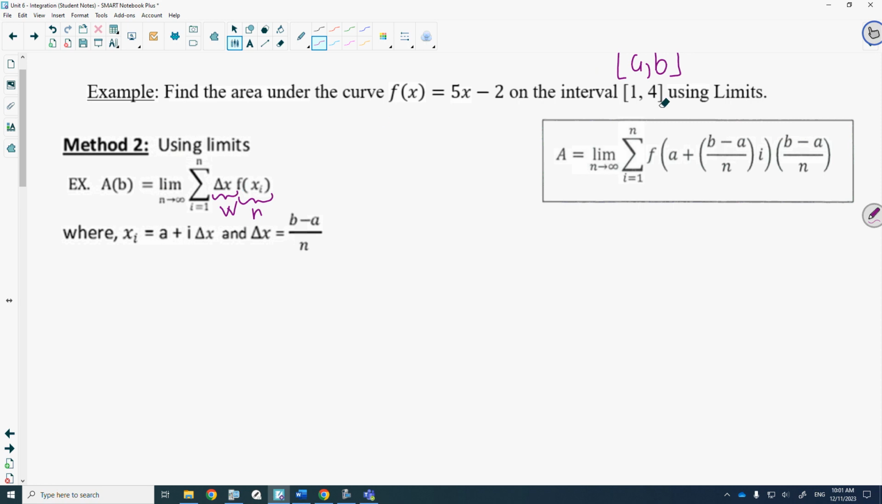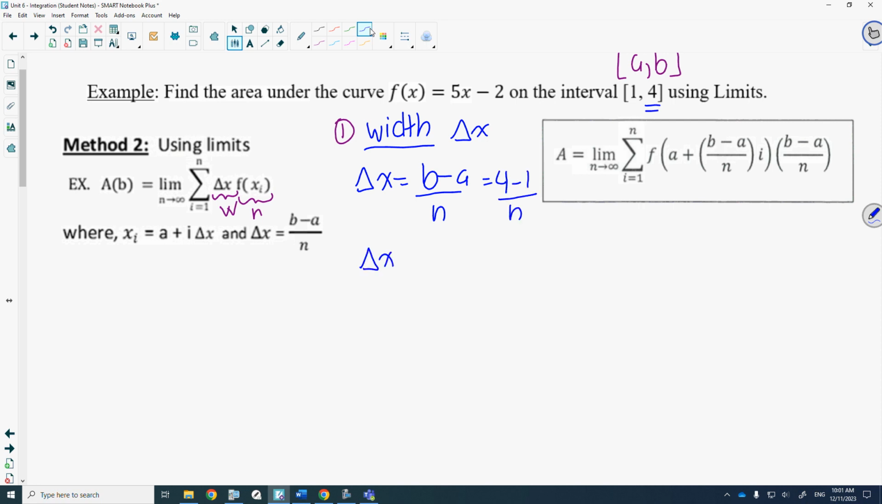So in order to do this, we're going to do this in a systematic approach, and we're always going to find the width of our rectangle first. Width is represented by delta x. So the formula for delta x is b minus a over n. So b is 4 minus 1 over n. Delta x, or the width of each rectangle, is going to be 3 divided by the number of rectangles.